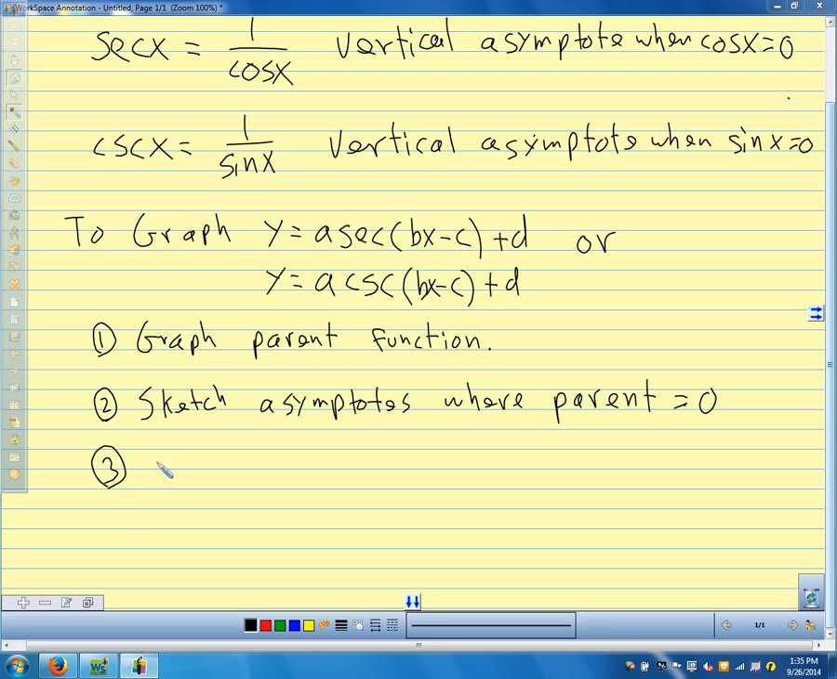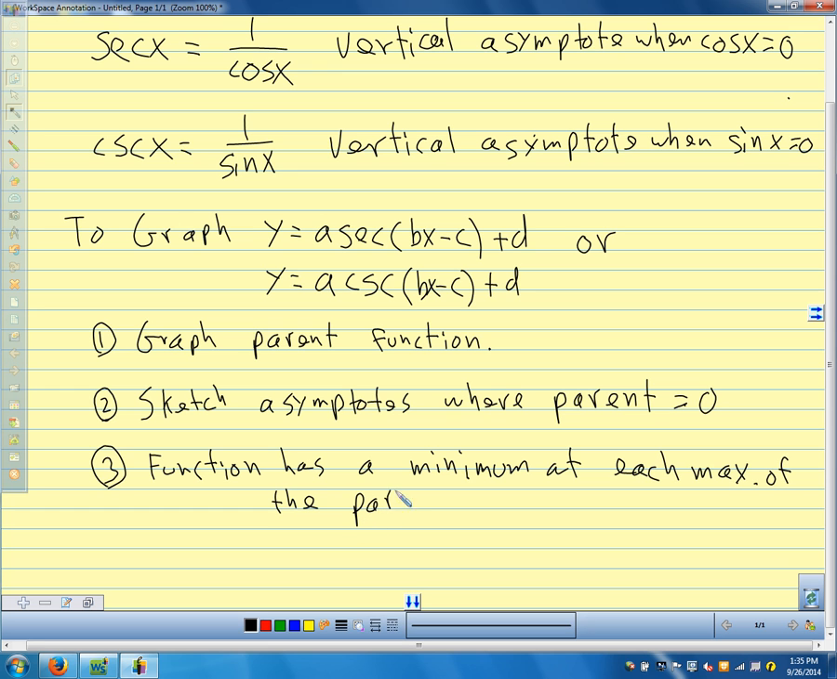The function has a minimum at each maximum of the parent. I'm just going to write max. And so what that means is on the top of each curve of our sine or cosine, we get a point that's on our secant or cosecant function. And then we're going to turn that around.